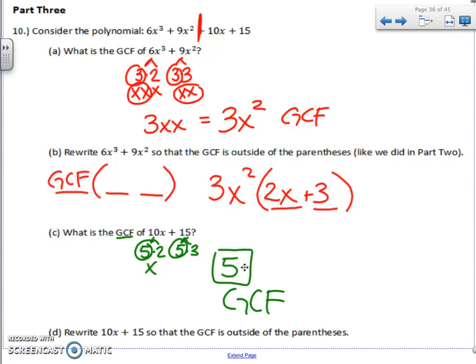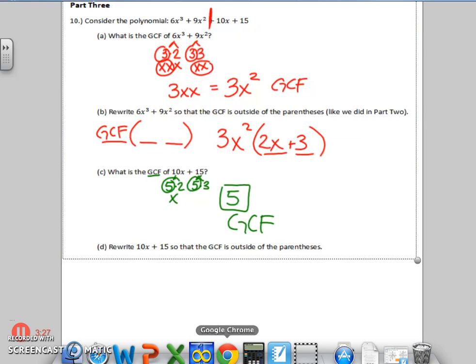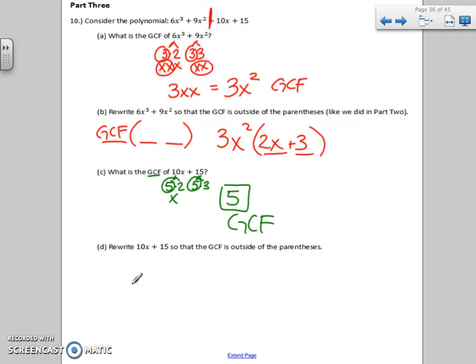Okay, so now I need to rewrite 5 so that it's outside the parentheses like we had done in that part B. So again, your 5 is going to go on the outside. So GCF's on the outside, and then I need to do division to see what's on the inside. So 10 divided by 5 is a 2. And then it had 1 x with it, so I'm going to drop that x down with it. And then 15 divided by 5 is 3. Okay, so I am done.